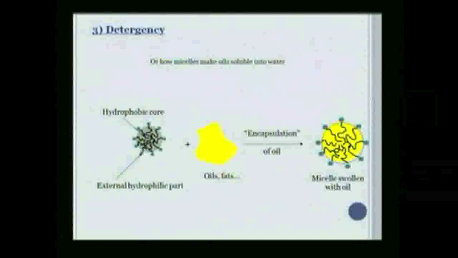How does it work? Simply, you swell existing micelles, so you have to be above the CMC, of course. You swell existing micelles with oil, fats, and so on. And then you encapsulate your oil, you trap your oil inside the micelles. So the oil which is not soluble becomes soluble via the encapsulation into the micelles. So this is on this picture. It is the example of microemulsion, if you want. It's a microemulsion, but this can also be done via an emulsification process, of course.